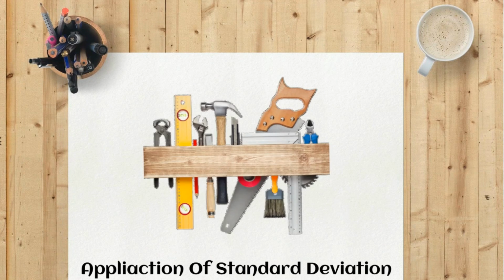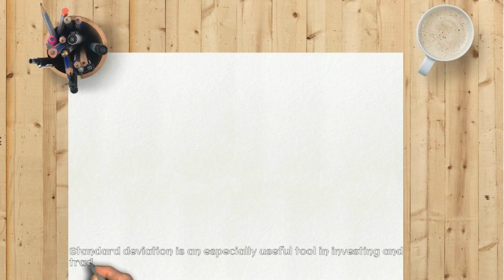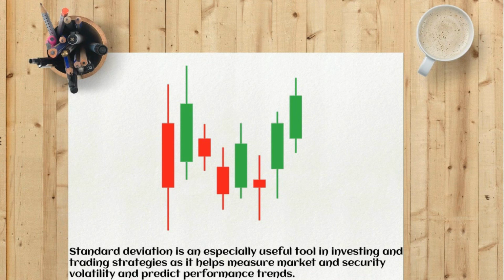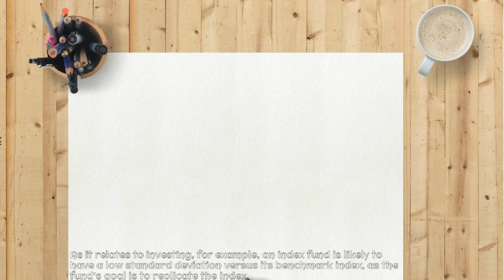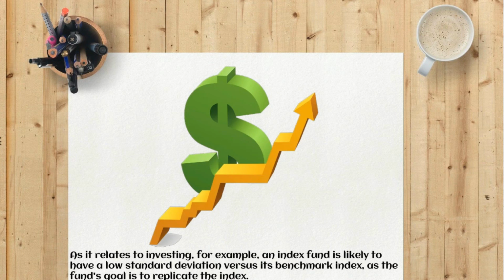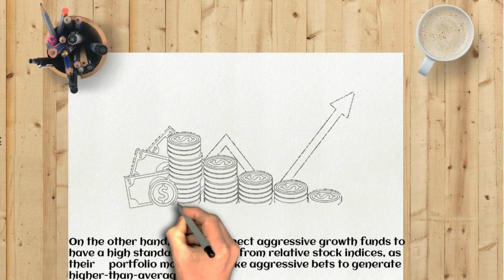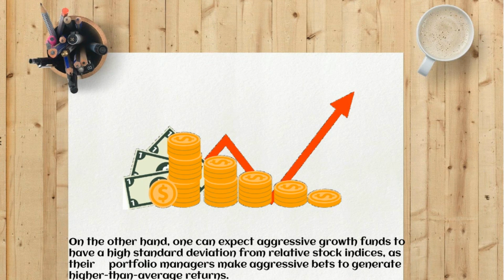Application of standard deviation. Standard deviation is an especially useful tool in investing and trading strategies as it helps measure market and security volatility and predict performance trends. As it relates to investing, for example, an index fund is likely to have a low standard deviation versus its benchmark index, as the fund's goal is to replicate the index. On the other hand, one can expect aggressive growth funds to have a high standard deviation from relative stock indices, as their portfolio managers make aggressive bets to generate higher than average returns.